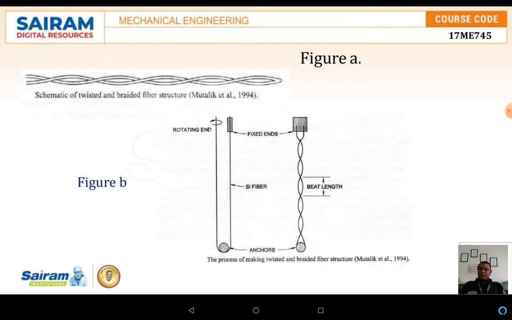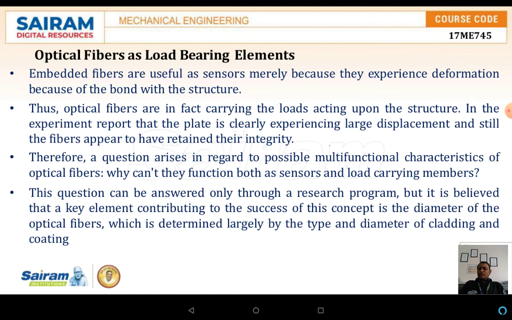The twisted fiber, the same thing, can be inserted into the material where the failure or the deformation or the strain is measured. Instead of going for the concept of micro bend, here we are using a twisted or braided structure to find out the deformation very easily. The optical fiber as a load bearing element.